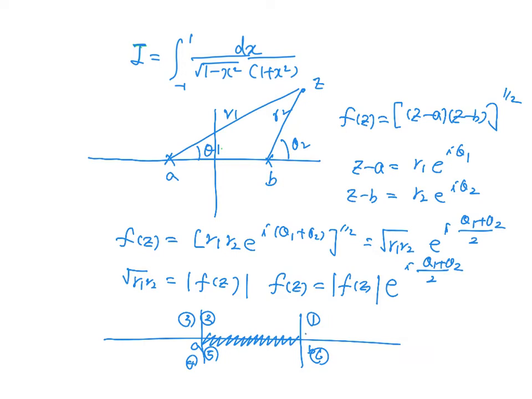In region 1, so this is A and B, theta 1 is what? Zero, right? If you think about this axis, here theta 1 is zero. Theta 1 is measured from here, so from here to here is zero. How about theta 2? Theta 2 is zero. In region 2, theta 1 is still zero, theta 2 is pi. Very good. In region 3, theta 1 is pi, theta 2 is pi. Region 4, same: theta 1 is pi, theta 2 is pi.